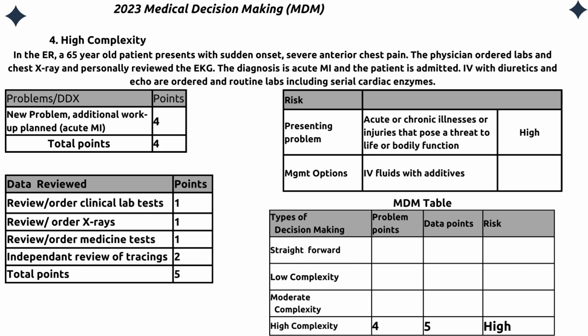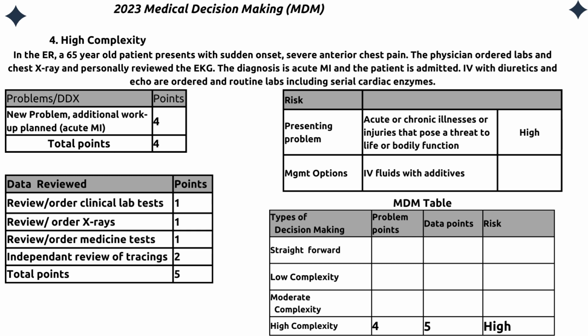according to our table is 4 points, and for the data reviewed, ordering a clinical lab test is 1, and ordering an X-ray is 1. Again, ordering a medicine test is again 1. Independent review of tracings should be considered as 2. So here the data review total points will be 5.